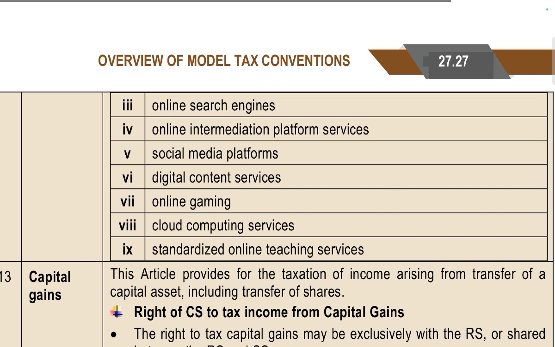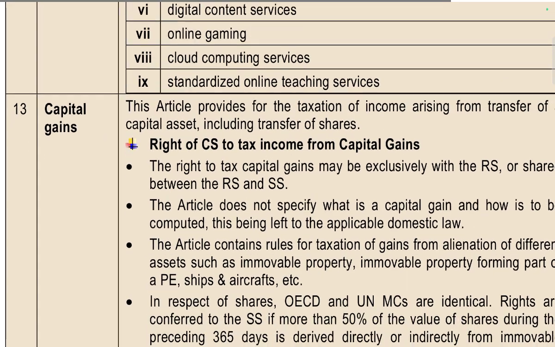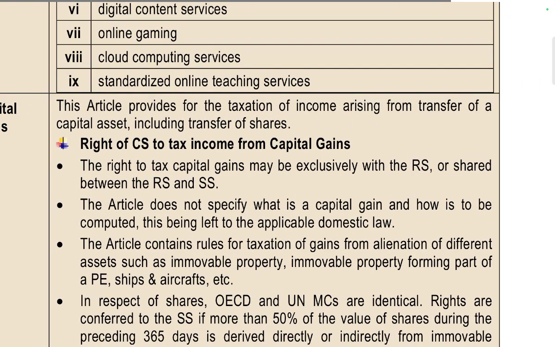Online research engine, online intermediate platform service, social media platform, internet content services, online gaming, cloud computing service, standardized online teaching services. Article 13, Capital Gains. This article provides for taxation of income arising from the transfer of capital or assets, including transfer of shares.